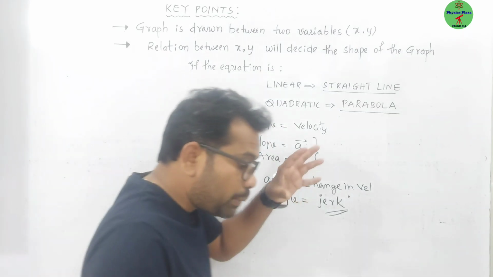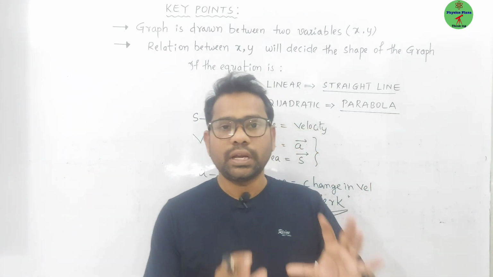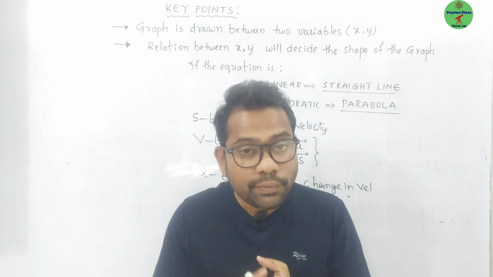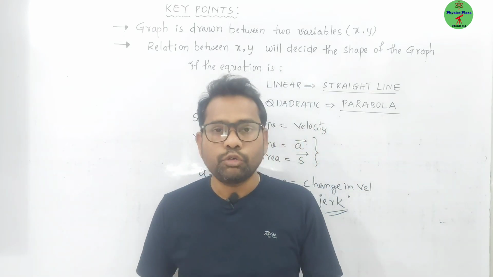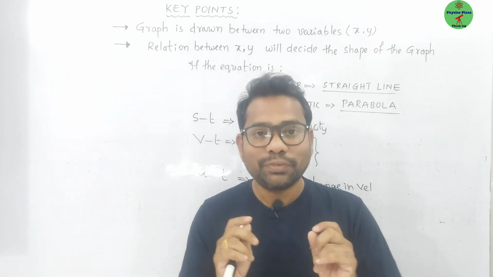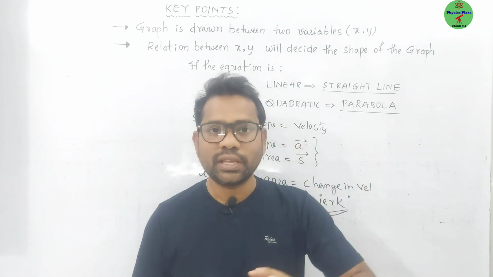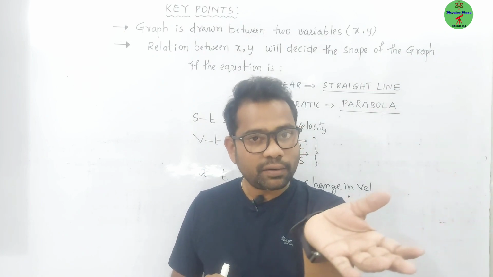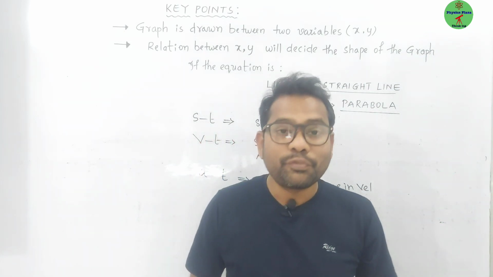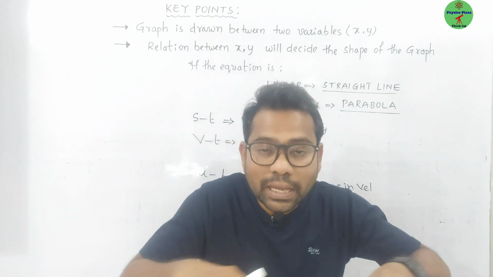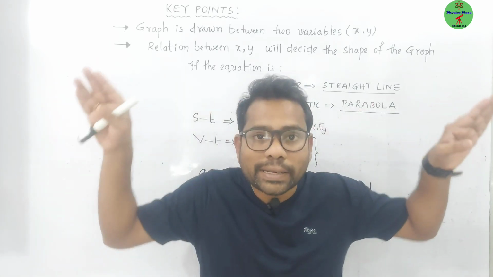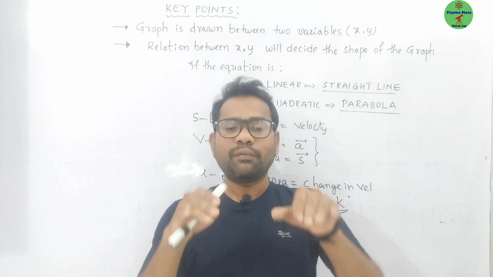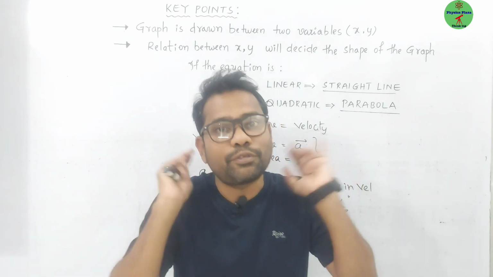And children, for a better understanding of the ST graph, VT graph and AT graph, one-dimensional motion is classified into 4 categories. This is very important, children. Generally we study ST graphs, AT graphs and VT graphs, right? But we are going to classify these 3 types of graphs into 4 categories, so that our discussion will become very easy and we don't have any kind of confusion.